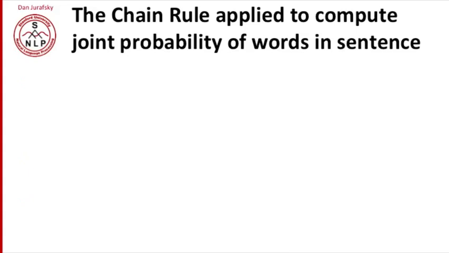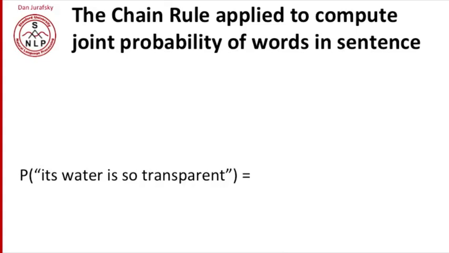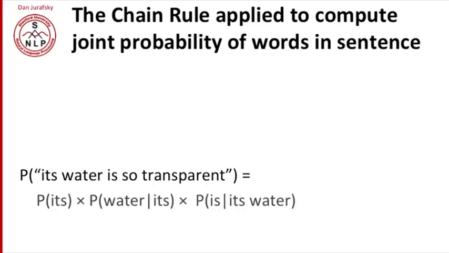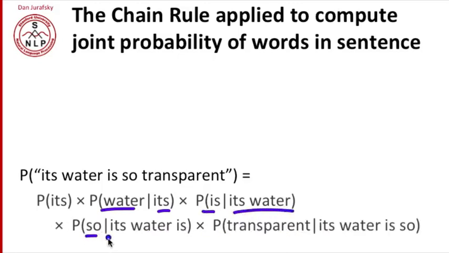So now the chain rule can be applied to compute the joint probability of words in a sentence. Let's suppose we have our phrase, "its water is so transparent." By the chain rule, the probability of that sequence is the probability of "its" times the probability of "water" given "its" times the probability of "is" given "its water" times the probability of "so" given "its water is," and finally times the probability of "transparent" given "its water is so."